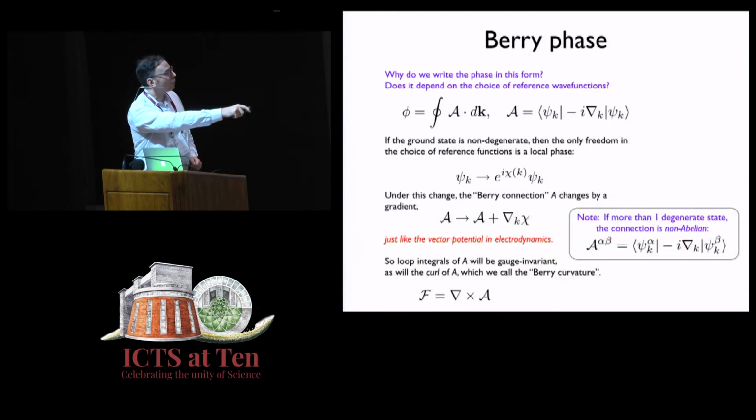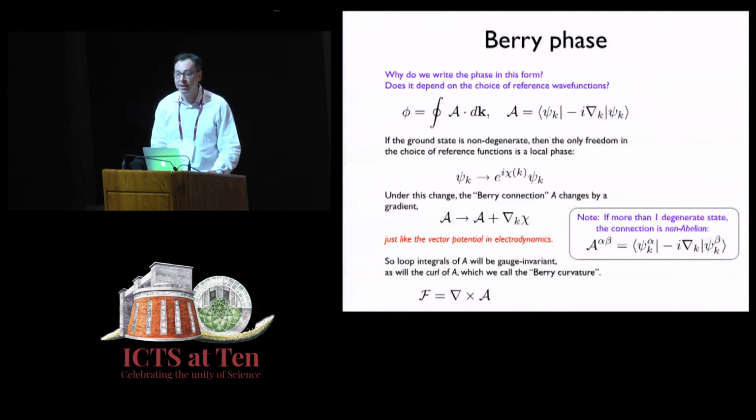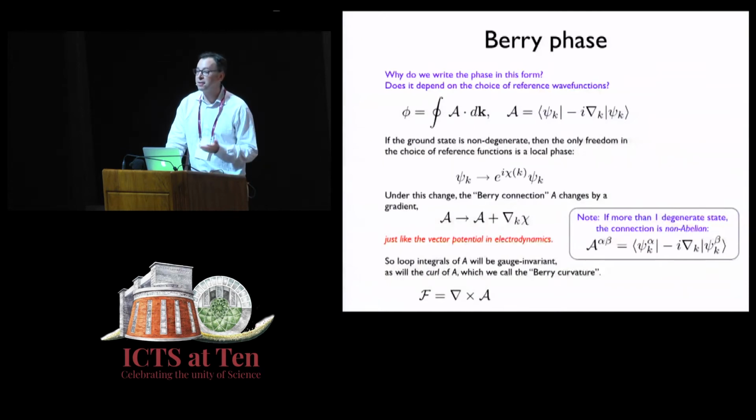If I've got more than one degenerate state, then immediately I get a non-abelian connection instead of this abelian U1 connection. This is a note for maybe the physicists, where these are band indices. So you might ask, well, is this just mathematical playing around, or do those non-abelian connections mean anything? And I'll tell you in a moment about the first physics example we know where non-abelian Berry connections actually matter.